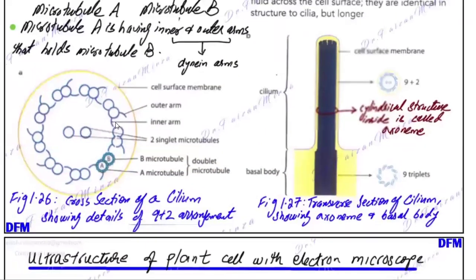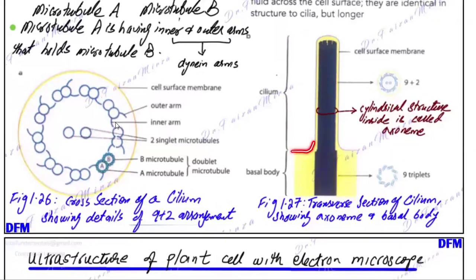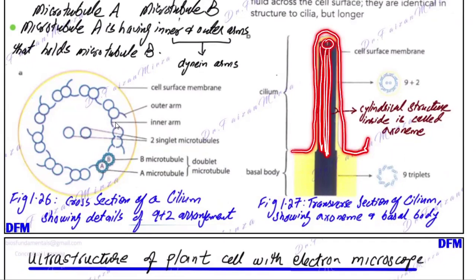This diagram shows you the cell surface membrane and the extension of the cell surface membrane covering the cilium. Inside the cilium, there is a cylindrical structure, and this cylindrical structure has a 9 plus 2 arrangement. What is the 9 plus 2 arrangement? This detail is the 9 plus 2 arrangement.